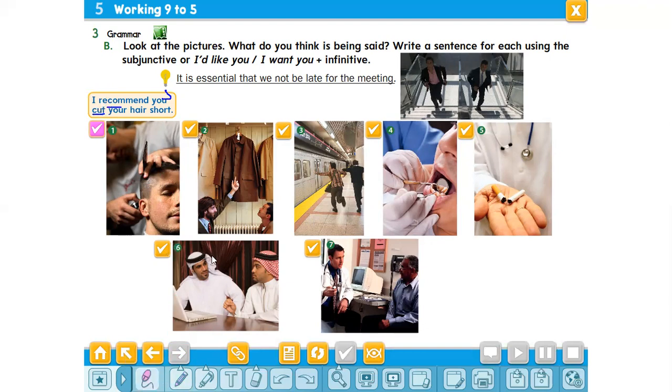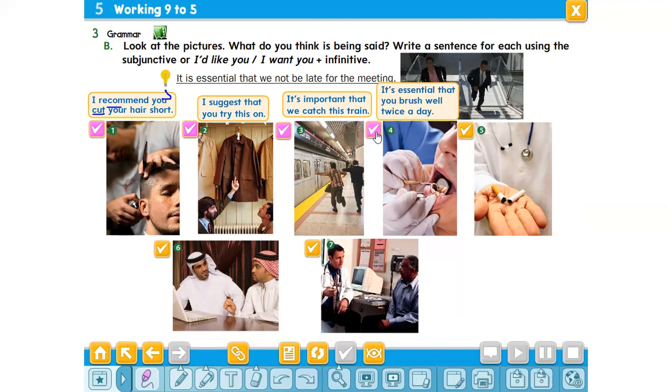Number 2, I suggest that you try this one. Suggest that plus subject and the base form. Number 3, it's important that we catch this train. It's important that plus subject and base form, subjunctive. Excellent. Number 4, it's essential that you brush well twice a day. Excellent. Essential that plus subject and base form. And we can also say it's important to check your teeth monthly.